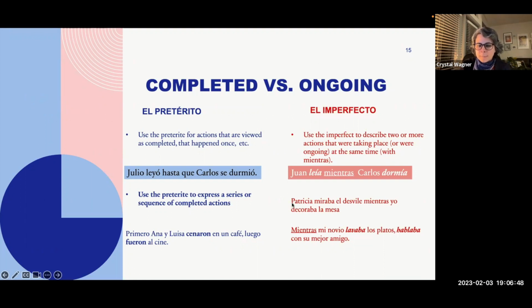So we have another one here. Patricia miraba el desfile. This is a typo. This should be an F. Mientras yo decoraba la mesa. So Patricia was looking at the parade while I was decorating the table. Two things are happening at the same time. They can still be in the past, right? In the imperfect. They're happening at the same time. With mientras, right? All of these have mientras. Mientras mi novio lavaba los platos, hablaba con su mejor amigo. So if you had this and these were blank, right? When you see mientras, then you know, okay, well, this is probably the imperfect, right? While my boyfriend was washing the dishes, he was also talking to his best friend.